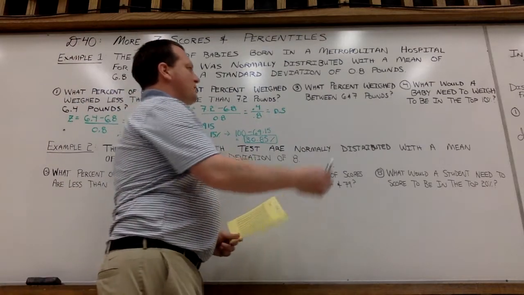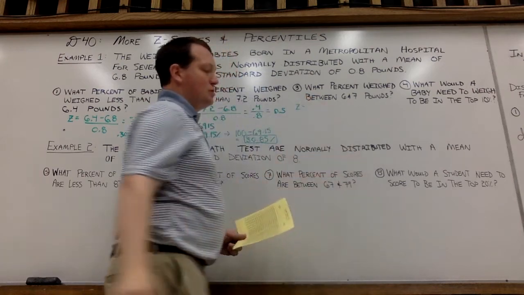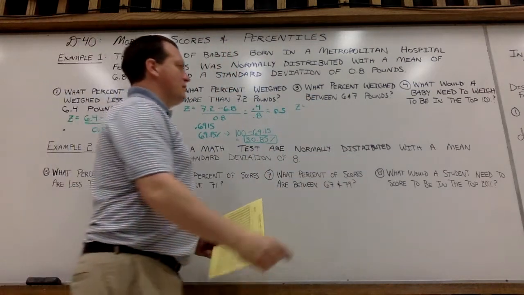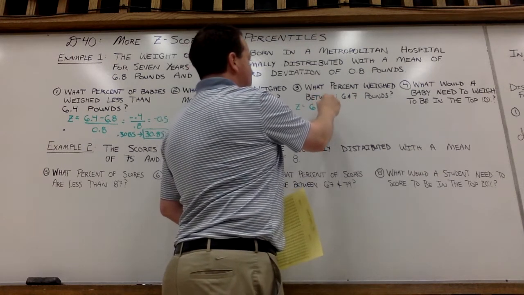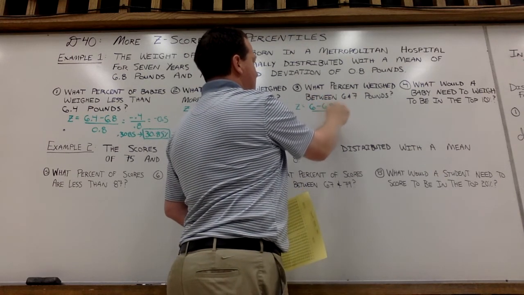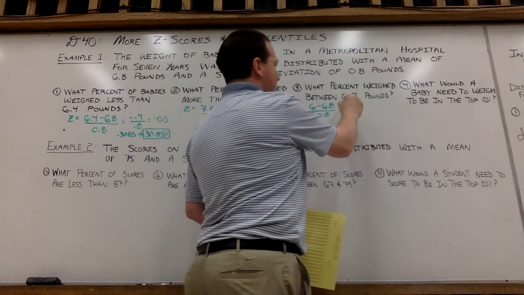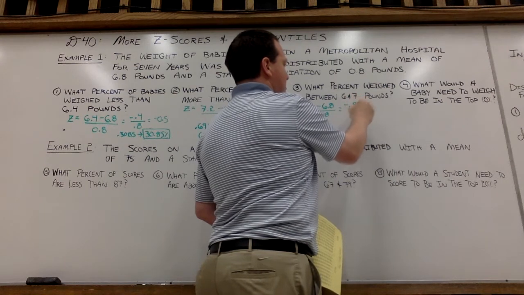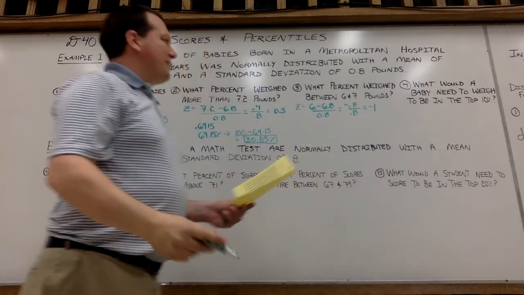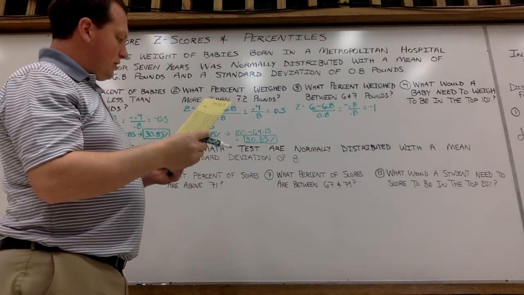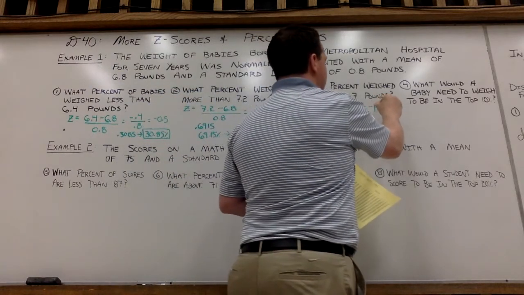Here's one that's kind of just busy work. I want to find the percent that weighed between 6 and 7 pounds. So I need to find both values here, 6 and 7 z-scores. So observation 6 minus mean 6.8 divided by standard deviation of 0.8. That would be negative 0.8 divided by positive 0.8, which would be negative 1. And a z-score of negative 1 would correspond to a percentage of 15.87.